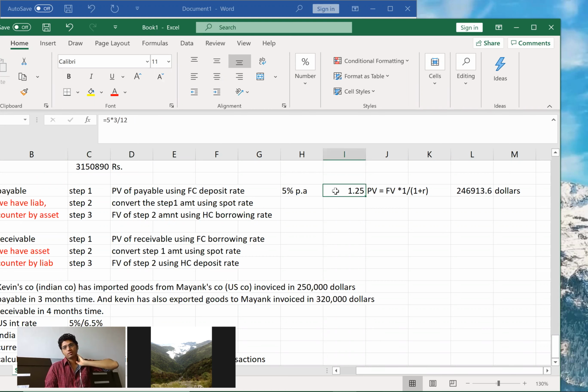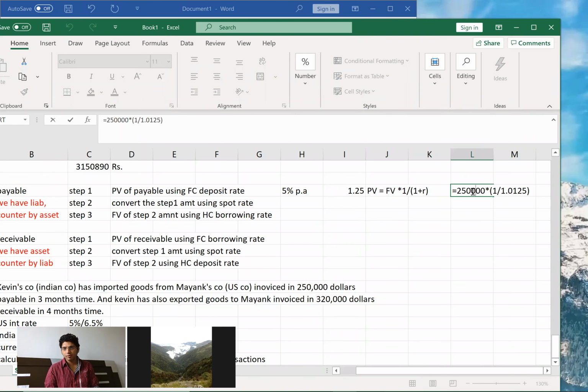So what do I want? 1.25 will be for 3 months. 5% was per annum, I calculated for 3 months. Okay, so the present value formula is simple: future value into 1 upon 1 plus r. Future value means your payable value. So payable value into 1 upon 1 plus r. R was 1.25%, so 1.25 divided by 100, so 0.0125. So 1 plus 0.0125. I can directly write it down like this.